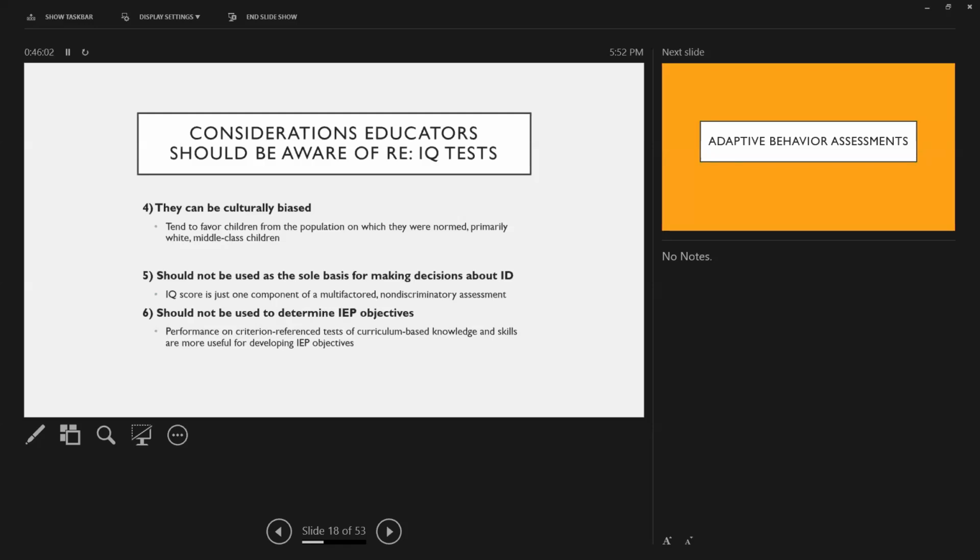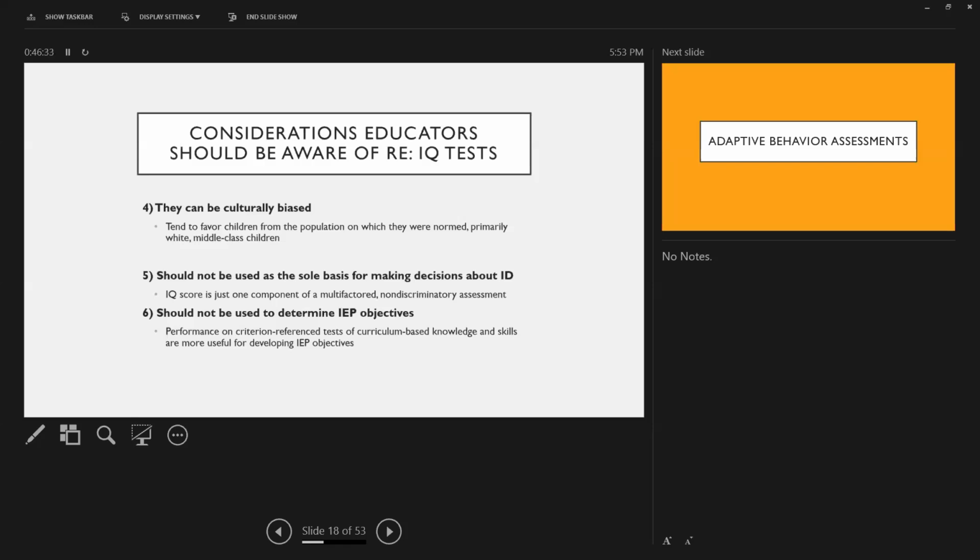Right? When we're thinking about IEP goals and the kinds of instruments that we should be using to develop those goals and those benchmarks, those objectives, we want curriculum-based knowledge and skills assessments. We don't want these very abstract IQ tests being used to inform the development of those goals.